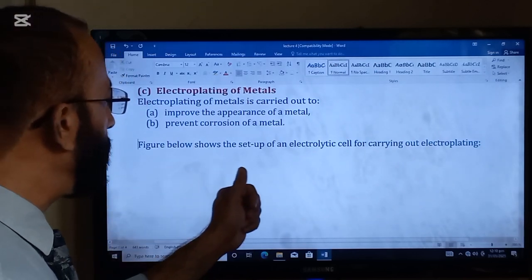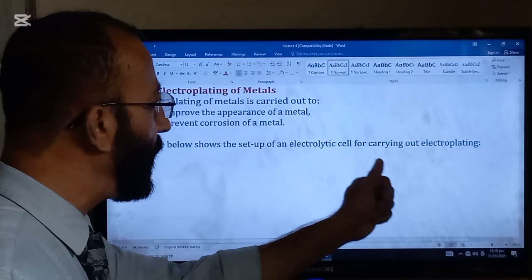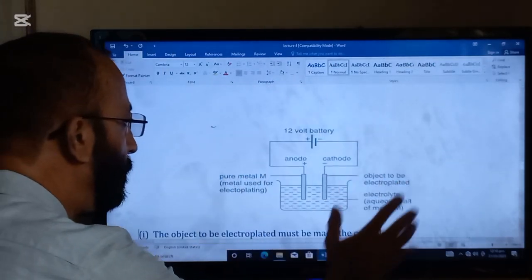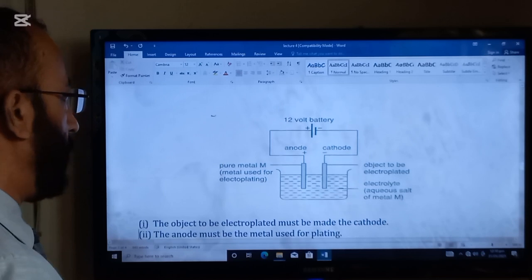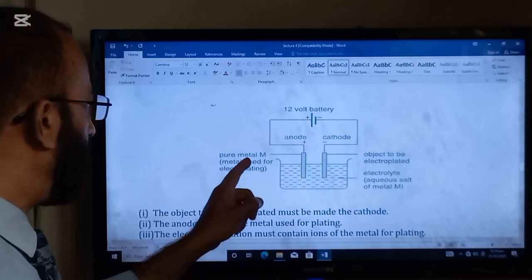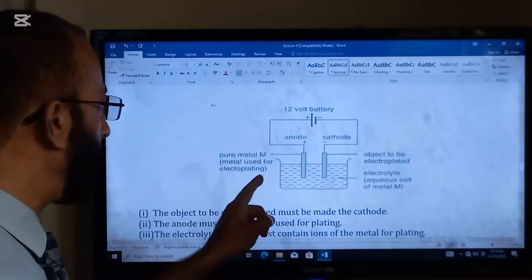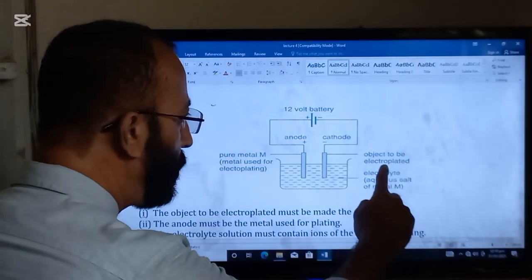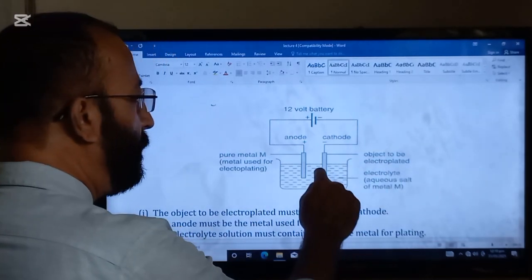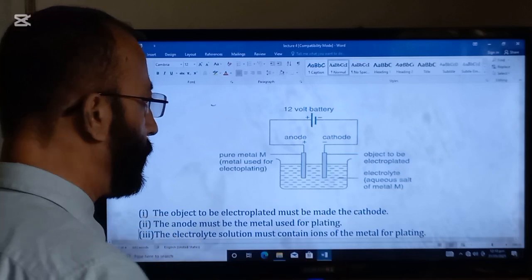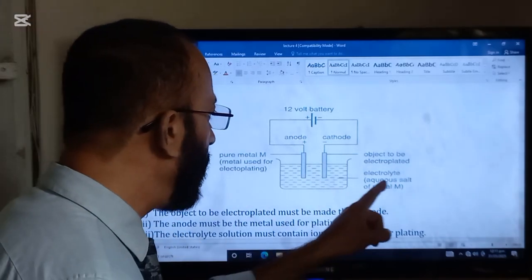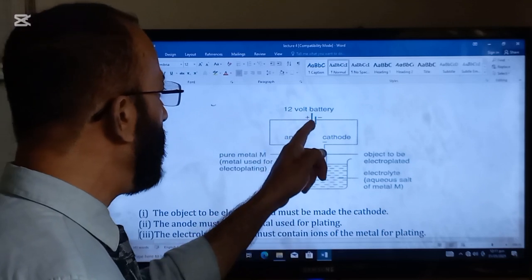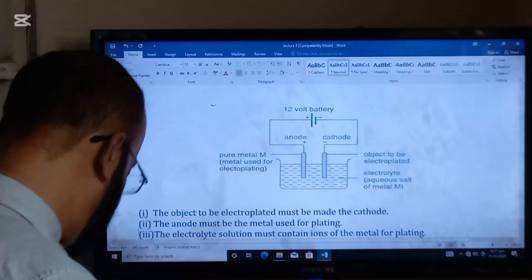Figure below shows the setup of an electrolytic cell for carrying out electroplating. Pure metal, that is the metal used for electroplating, will be used as the anode, and the object to be electroplated will be used as the cathode. Here will be the electrolyte, an aqueous salt of the metal M. Here will be a battery. This is anode, this is cathode.